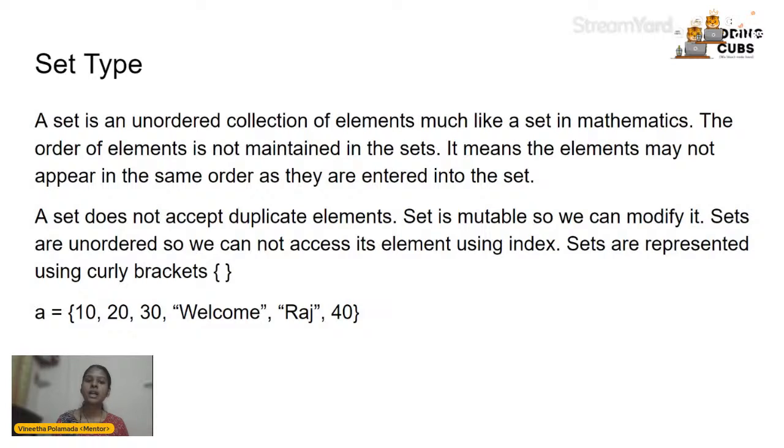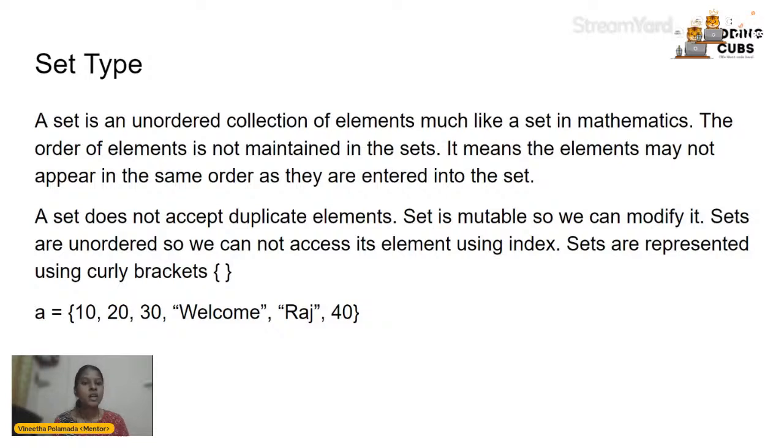So it is called an unordered collection of elements, much like a set in mathematics also. In a general set in mathematics, we never say that it is in ascending order or descending order, right? Same thing. The order of elements is not maintained in sets. Next, it means the elements may not appear in the same order as they are entered into the set, right?